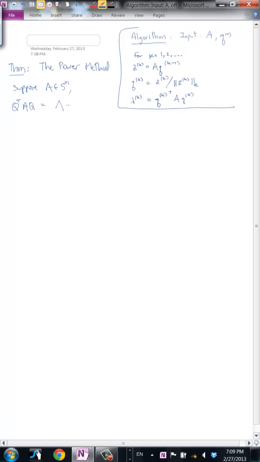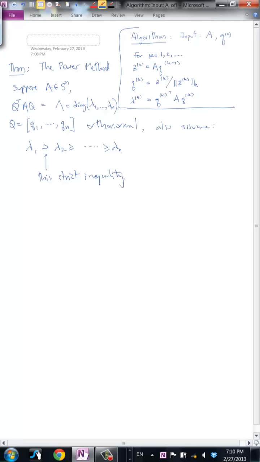I'll denote that by capital lambda. So this is the matrix that has the eigenvalues on the diagonal, and Q is a matrix whose columns are Q1 to Qn, and this is an orthonormal matrix. And the key assumption, which we saw in the diagonal example gives the intuition for why this is necessary, is that we also assume that the eigenvalues are ordered. And so what's the assumption here? The assumption is this inequality. So this strict inequality is the main assumption.